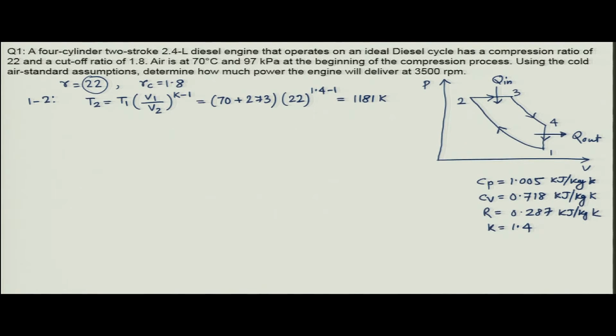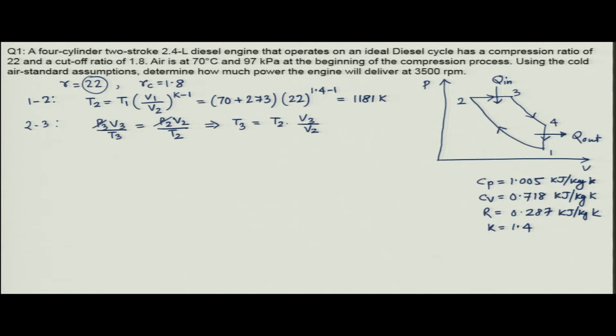Now, there will be constant pressure heat addition, which is process 2 to 3, and here I can write P3 V3 by T3 equal to P2 V2 by T2. Since P3 equal to P2, we can write V3 upon T3 equal to V2 upon T2. From this we can find T3. So, T3 will be T2 multiplied by V3 upon V2.